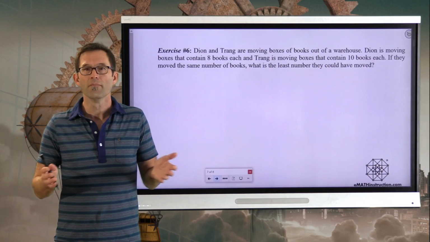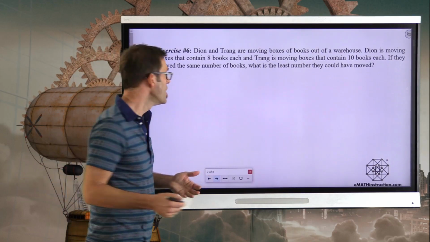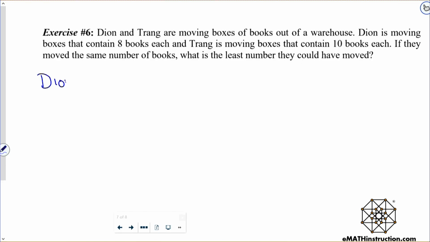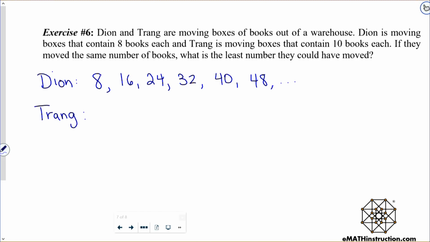Well, Dion is moving boxes that contain 8 books, right? So let's think about this for a second. For Dion, we don't know how many books he moved, but he could have moved 8 if he only moved one box. He could have moved 16 or 24 or 32 or 40 or 48, etc. On the other hand, Trang, my friend Trang, was moving boxes in 10s. Oh, I love multiples of 10. 10, 20, 30, 40, 50, 60, etc.